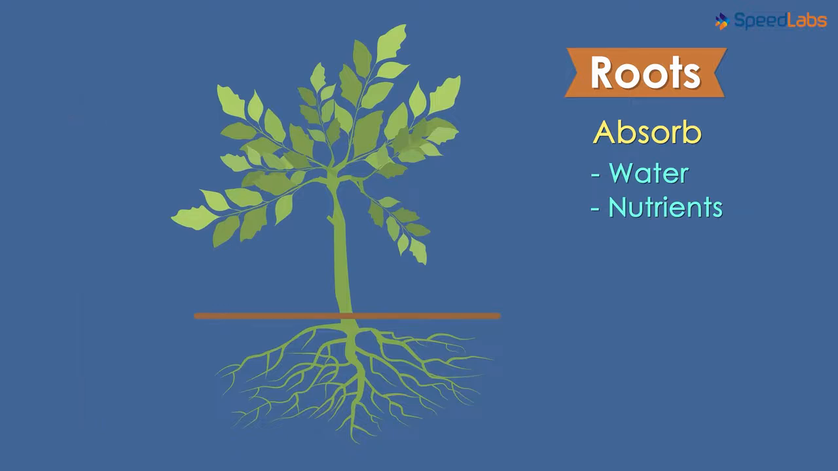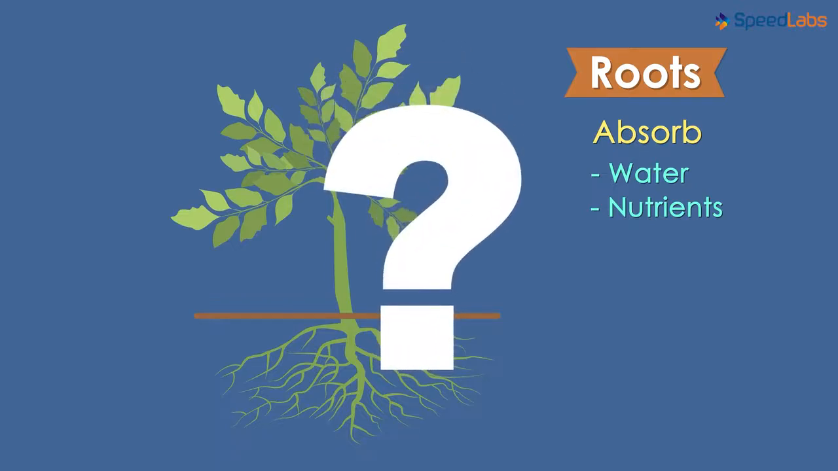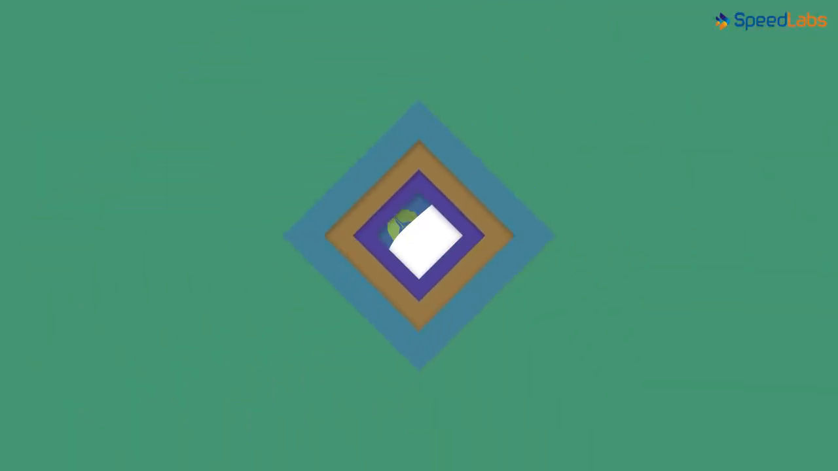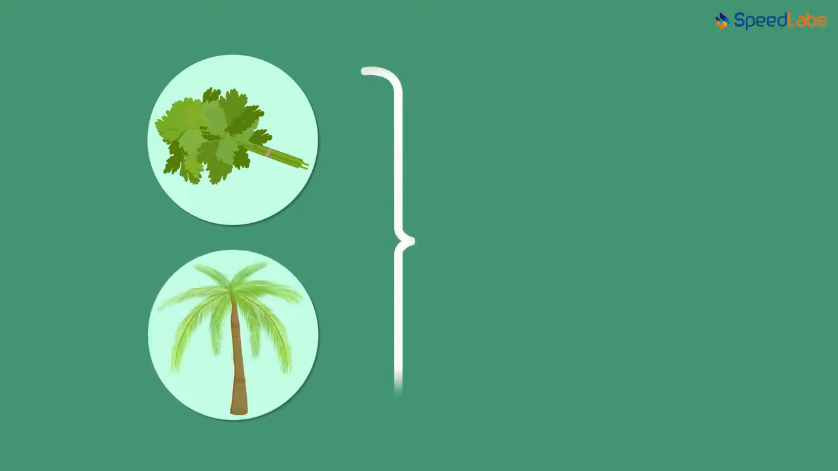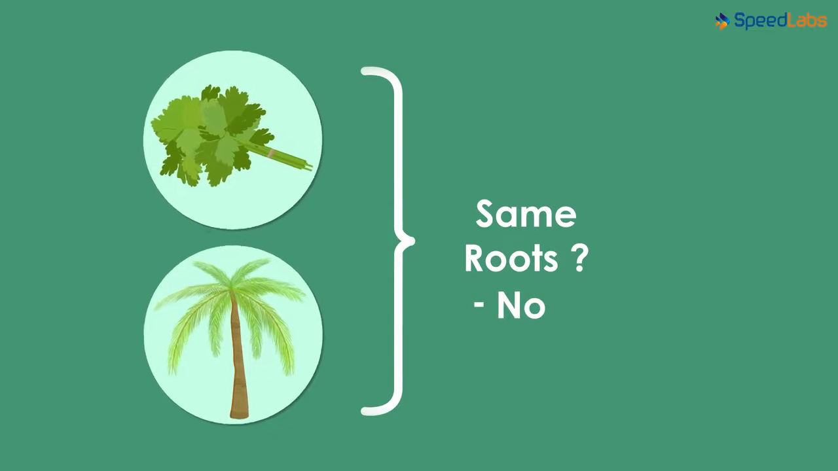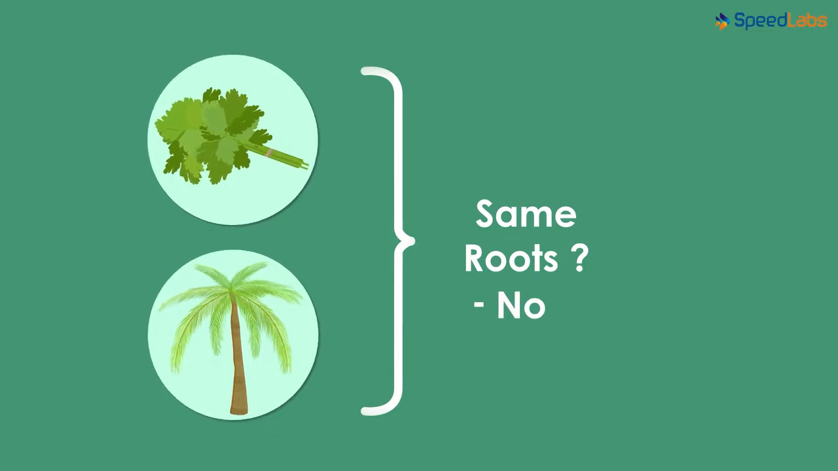Coming back to roots, tell me one thing. If roots serve a similar function in any plant, then do all plants have exactly the same roots? Just think for a moment. Will the smaller parsley plant used in food garnishing and a huge palm tree have the same type of roots? Needless to say, they won't have the same type of roots. Therefore, different plants possess different types of roots.